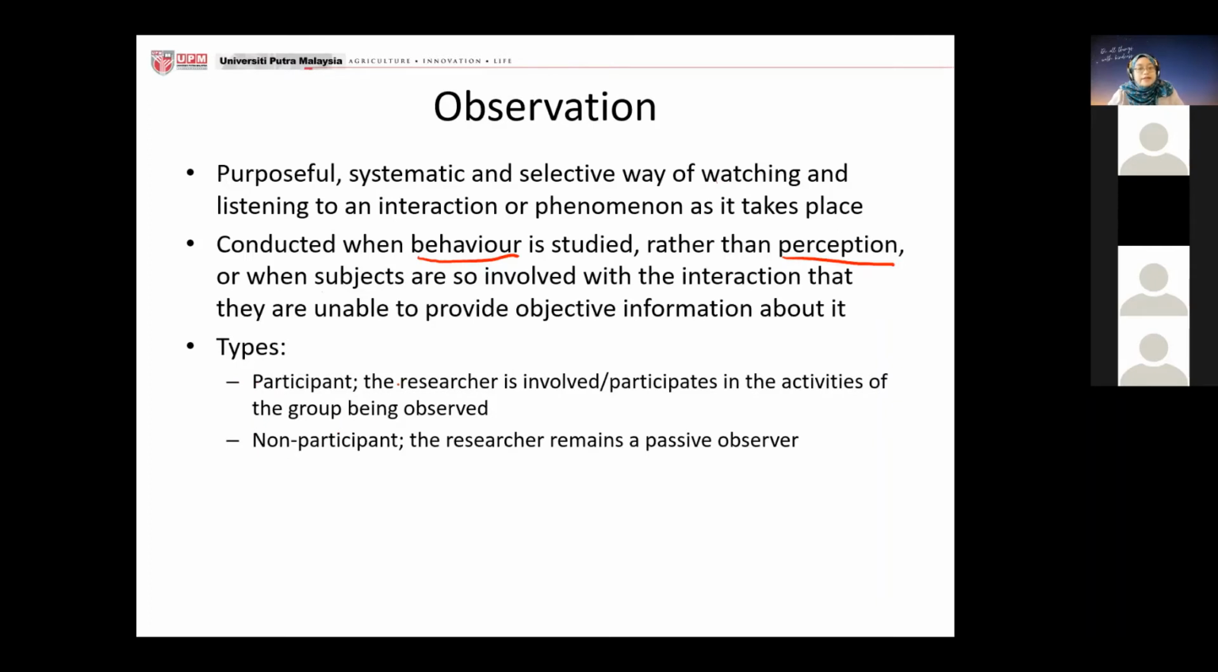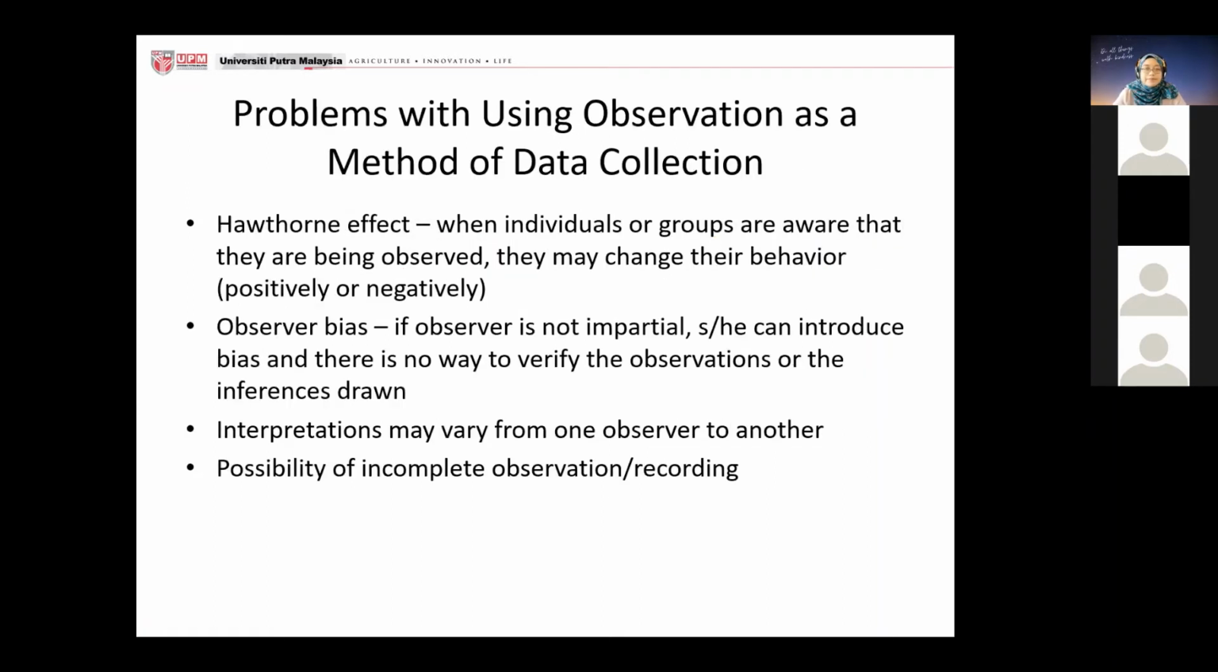In participant observation, you are involved and you participate in the activity. In non-participant observation, you just observe passively. You are outside of the subjects that you study. Okay, so there are some problems with using observation as a method of data collection. First, we have the Hawthorne effect.